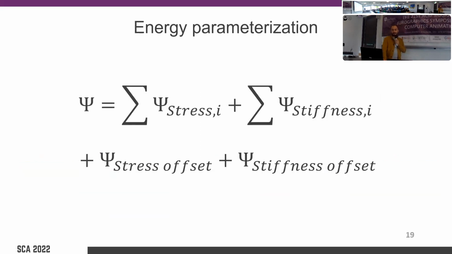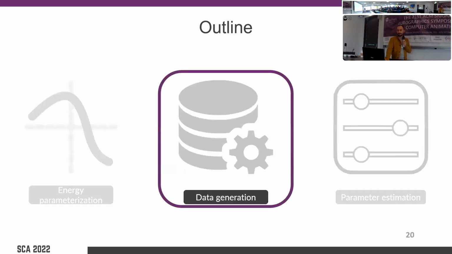Finally, our mesoscale energy parameterization is composed with the first and second order RBF interpolant to fit the stress and stiffness data. Then we add a stress offset to easily enforce zero stress at rest state and the stiffness offset to easily fit the average stiffness. So in this way, the RBF interpolants act as correction with respect to the offset terms. Now we have defined how to parameterize the energy. Let's see how we generate data representative of the mesoscale microstructure behavior.